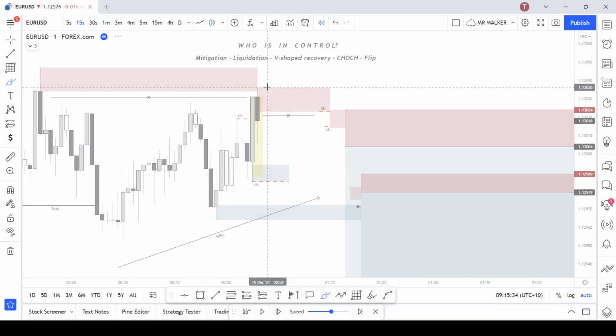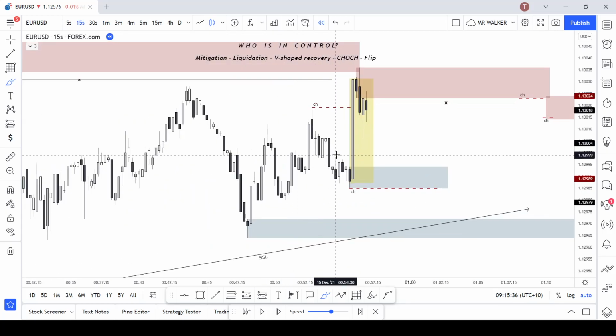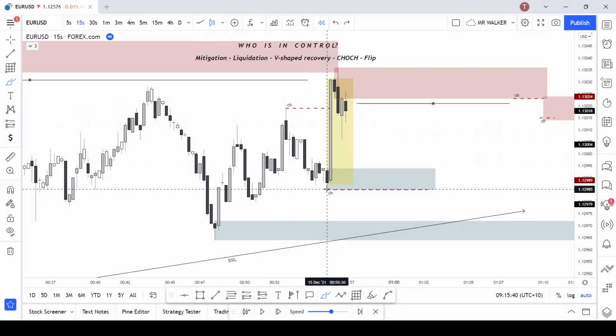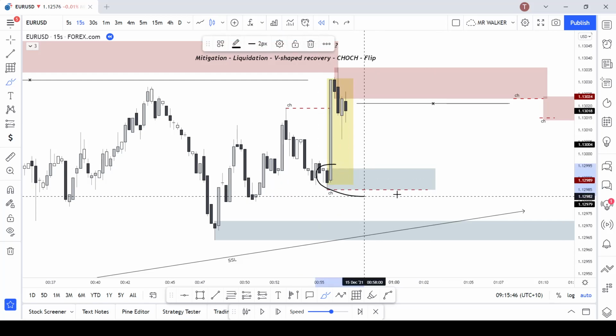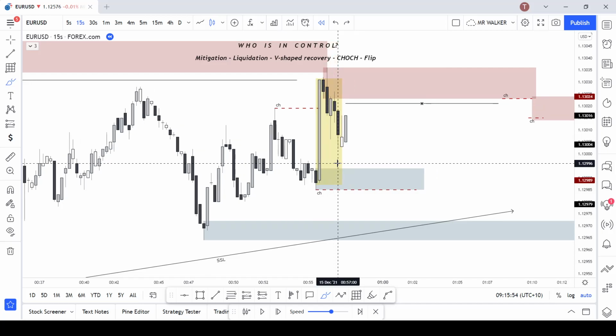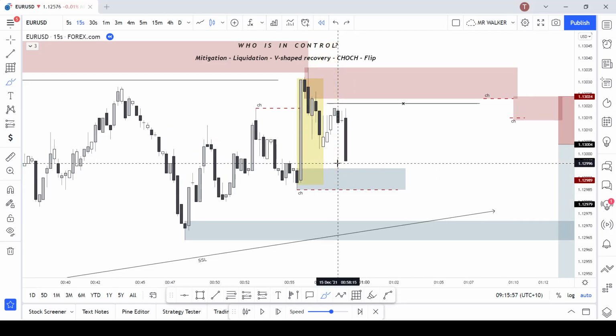Then we go on 15 seconds. This is our last high, which means that this is our last low that we want to see get swept in order to see our change of character. This is our demand that we want to see a reaction from, and then we want to see a further break of it. So we stare at the price.